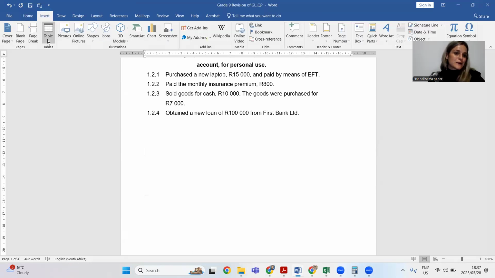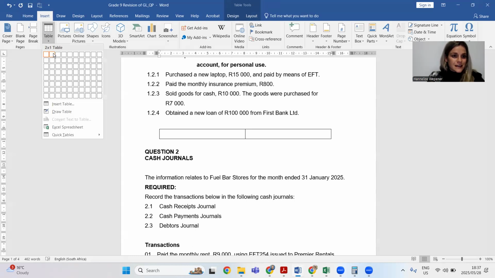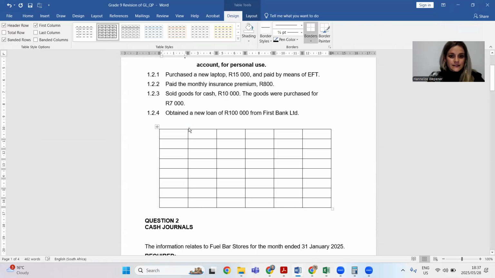So I'm just going to add. I thought I had one for the accounting equation as well, but that's fine. I'll just quickly create one. So insert a table: amount, debit, credit, assets and equity liabilities. Okay, there we go. Oh, and then I need a number.